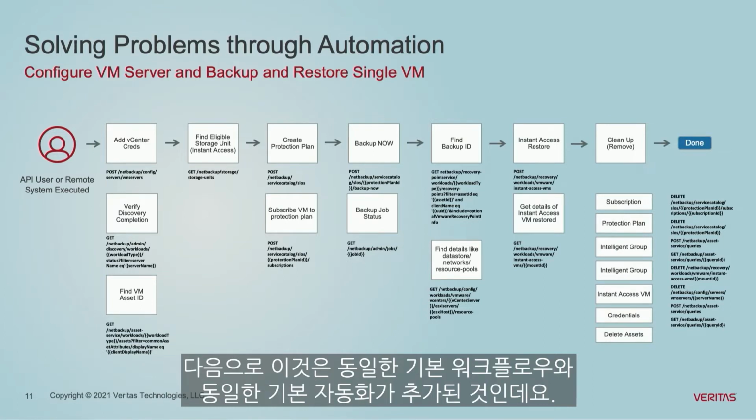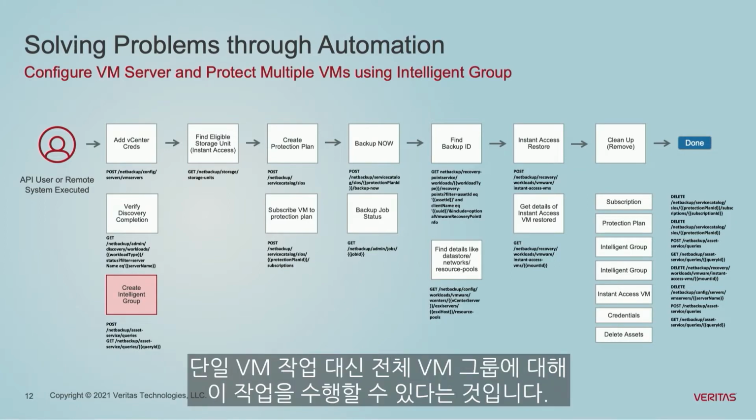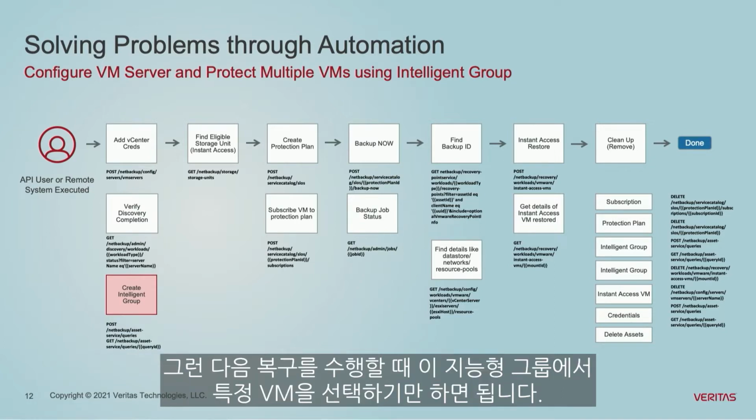Next, this is an additional workflow, the same basic automation. The only difference, if you'll notice that red box down in the bottom left, is that instead of doing a single VM, we can do this against an entire VM group. And then when we go to do our recovery, we can select just a specific VM from that intelligent group.